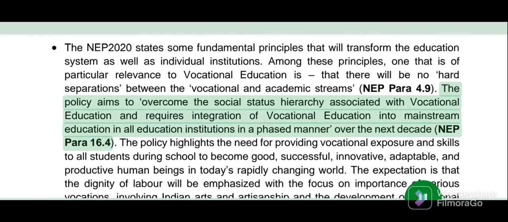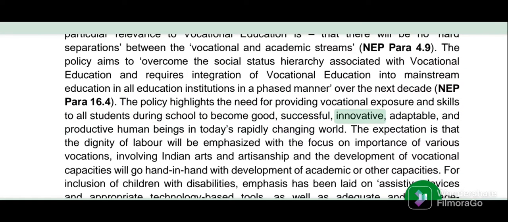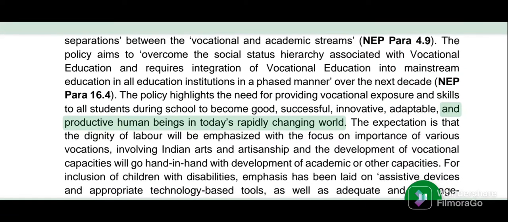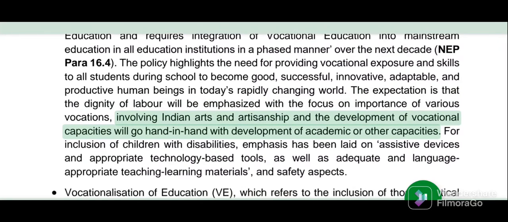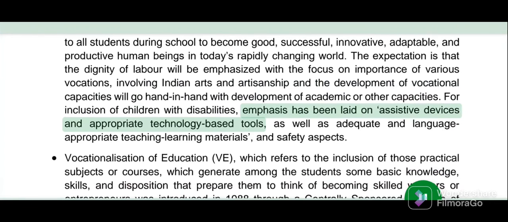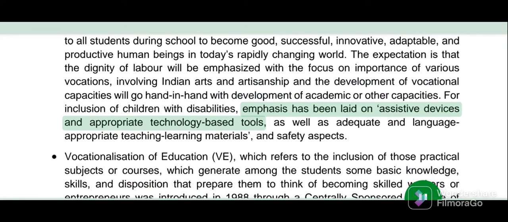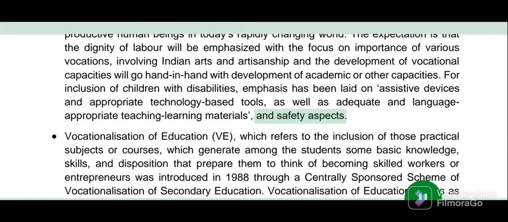NEP Para 16.4. The policy highlights the need for providing vocational exposure and skills to all students during school to become good, successful, innovative, adaptable, and productive human beings in today's rapidly changing world. The expectation is that the dignity of labor will be emphasized with the focus on importance of various vocations, involving Indian arts and artisanship, and the development of vocational capacities will go hand in hand with development of academic or other capacities. For inclusion of children with disabilities, emphasis has been laid on assistive devices and appropriate technology-based tools, as well as adequate and language-appropriate teaching learning materials, and safety aspects.